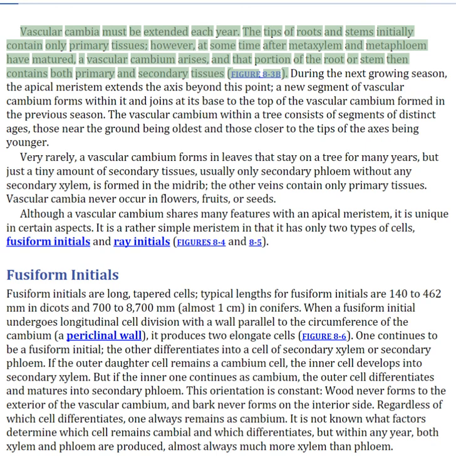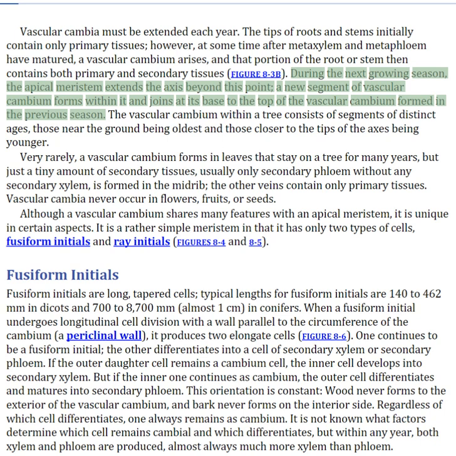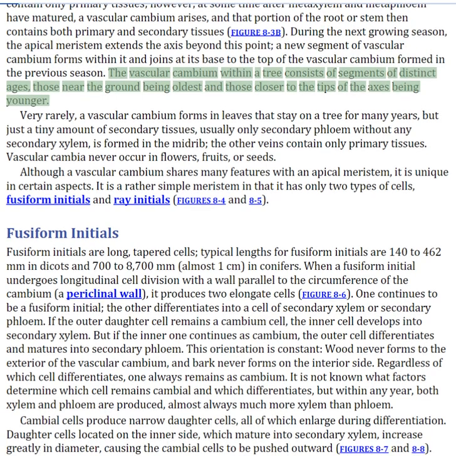The tips of roots and stems initially contain only primary tissues. However, at some time after metaxylem and metaphloem have matured, a vascular cambium arises, and that portion of the root or stem then contains both primary and secondary tissues. During the next growing season, the apical meristem extends the axis beyond this point. A new segment of vascular cambium forms within it and joins at its base to the top of the vascular cambium formed in the previous season. The vascular cambium within a tree consists of segments of distinct ages, those near the ground being oldest and those closer to the tips of the axis being younger.